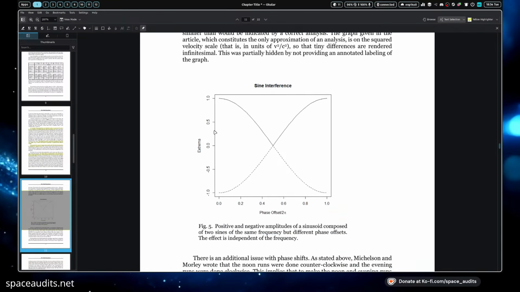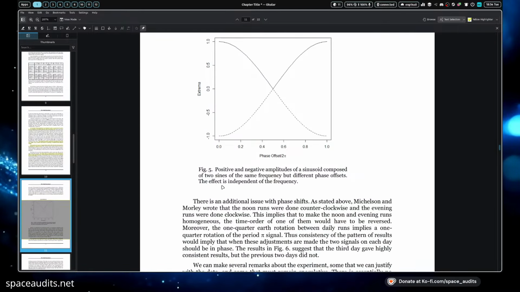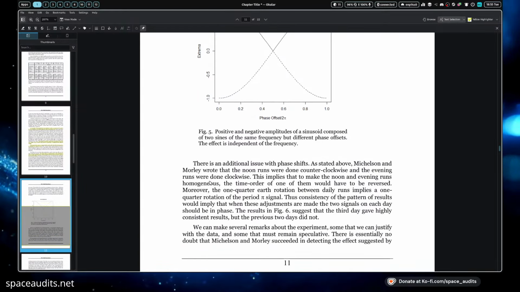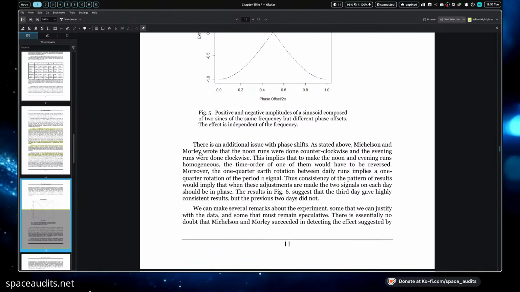Here we go. So we've got the extrema, phase offsets, sine interference. The positive and negative amplitudes of the sinusoid are composed of two sines, the same frequency but different phase offsets. The effect is independent of the frequency. Yeah, it's just offset by pi, half a rotation. This is what you're expecting to see.